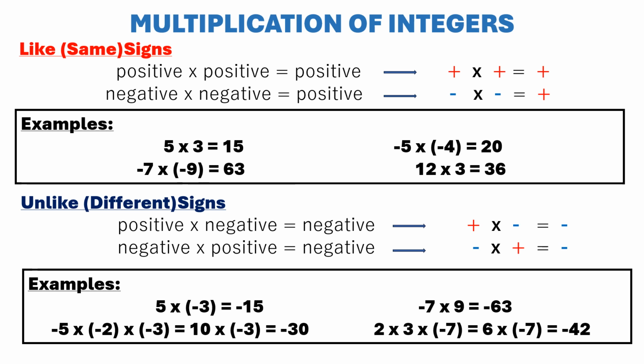Next, if we have 2 times 3 times negative 7, what do you think is the answer? Again, you multiply the first two numbers first. So 2 times 3, the answer is positive 6. And then multiply by negative 7. So positive 6 times negative 7. The answer is negative 42. Okay, that's all. Thank you.